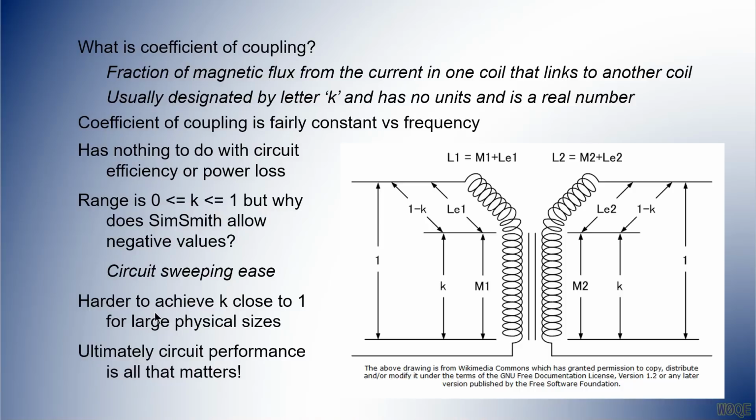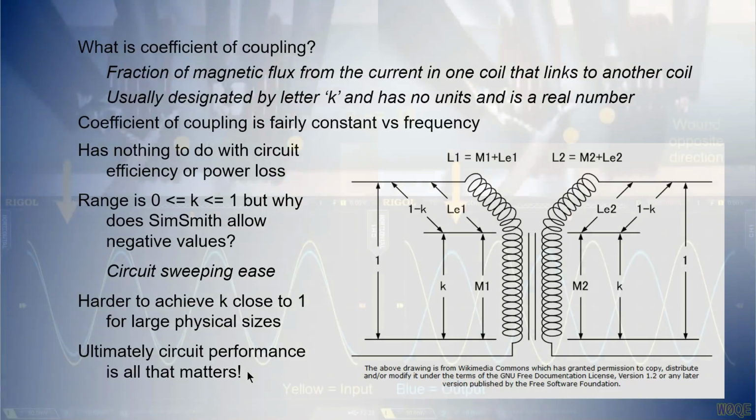And ultimately, coefficient of coupling really doesn't even matter in a circuit. It's the circuit performance that matters. You can tune out leakage inductance for narrowband uses, and for broader band uses, I showed in video number 85 that an auto transformer in many cases performs better than a conventional transformer with a lower coefficient of coupling.